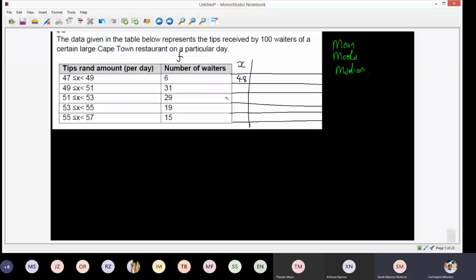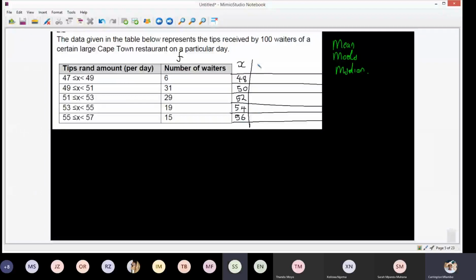You don't need to think. Then 49 plus 51 divided by 2. What do you get? 50. There's nothing difficult. Then 51 plus 53 divided by 2. You get 52. Then you get 54, then you get 56. You are done with your X.